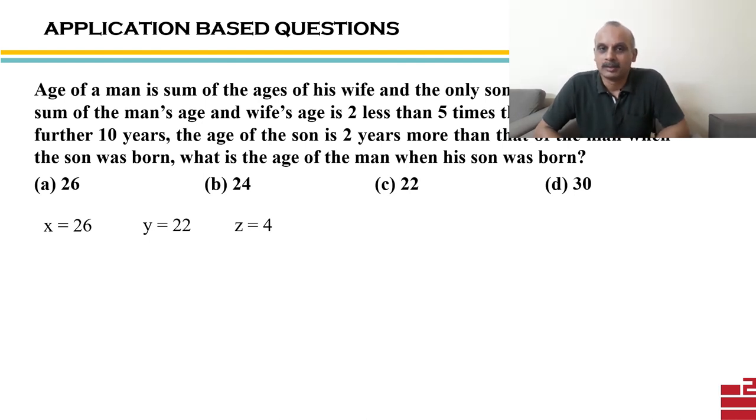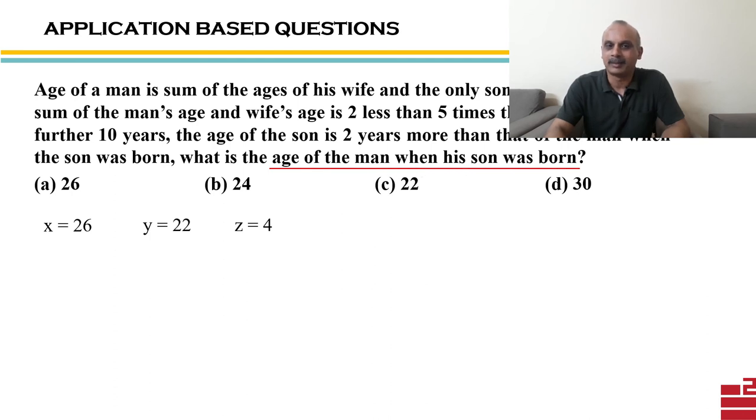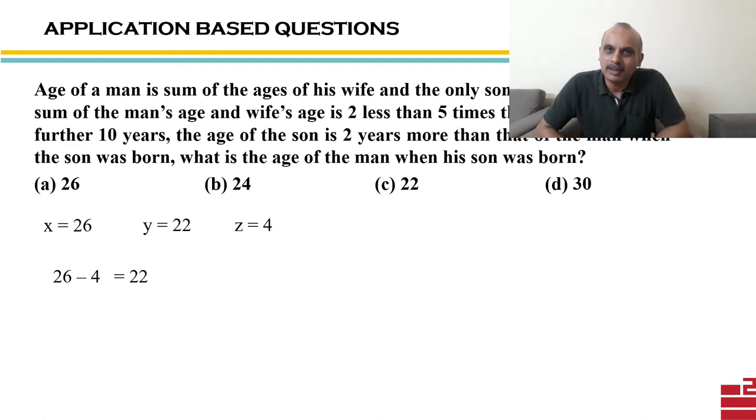What is the question? Question is, find the age of the man when his son was born. We are not supposed to find the age of the man today. We have to find the age of the man when his son was born. So we already have seen in the previous case that when the son was born, at that time the age of the man was x minus z. So basically he is asking you x minus z, and that means 26 minus 4, 22 is the age of the man when son was born, and therefore C option is the answer.